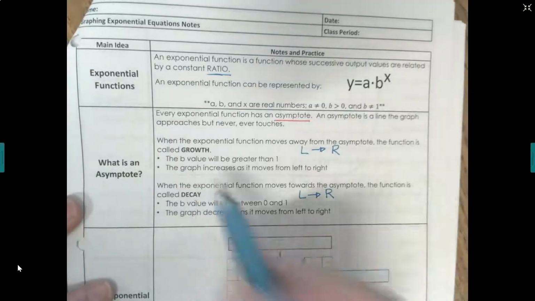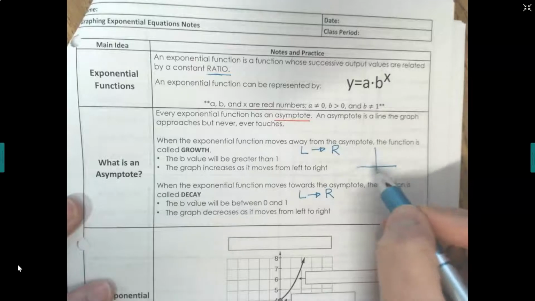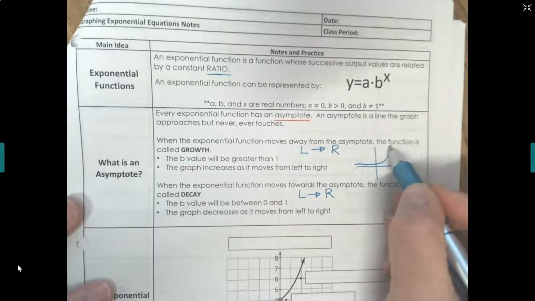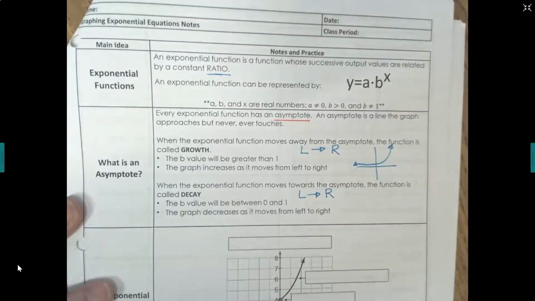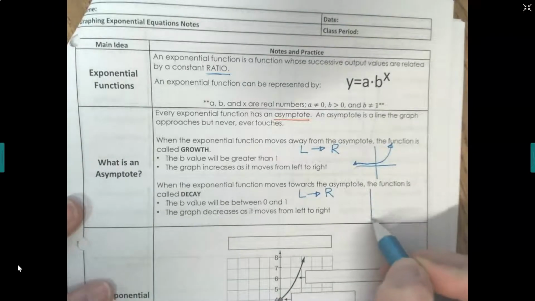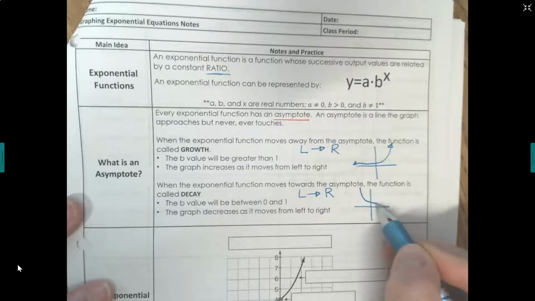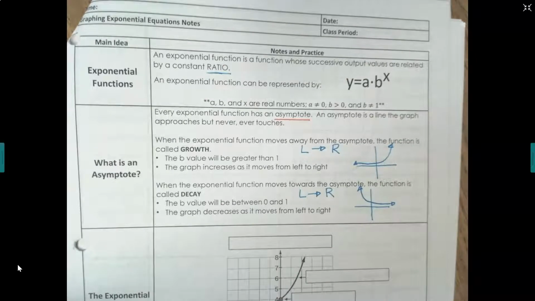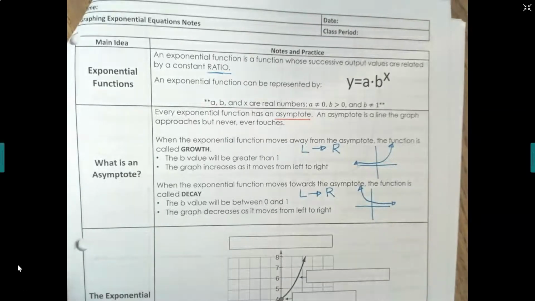Okay, so a growth, if we had our coordinate plane, will move away from the asymptote, meaning it's going to start lower and then grow up. Start small and get big. A decay goes towards the asymptote as it goes left to right. So it's going to start big and shrink as it comes down by the asymptote. Okay, growth starts small, gets big. Decay starts big, gets small.